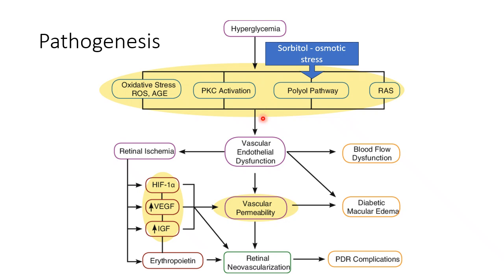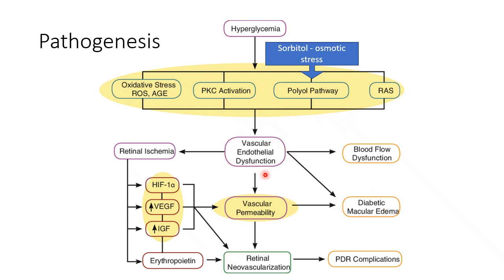And what does it primarily do? It affects the vascular endothelium. All these pathways, reactive oxygen species, and these polyols, cause damage to the vascular endothelium by various mechanisms, for example oxidative damage, osmotic damage, and so on. This in turn leads to increased vascular permeability, which in turn leads to diabetic macular edema.